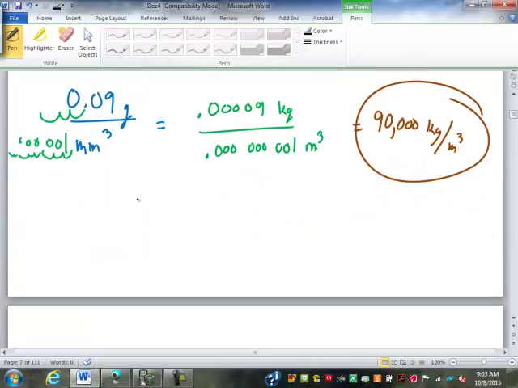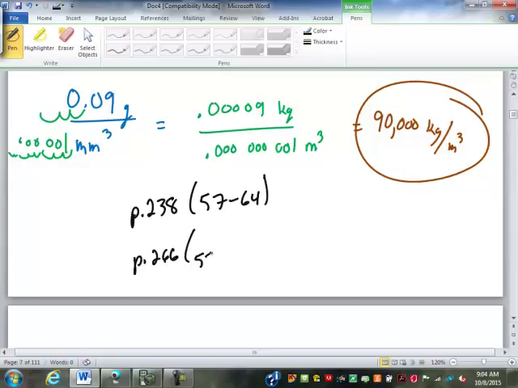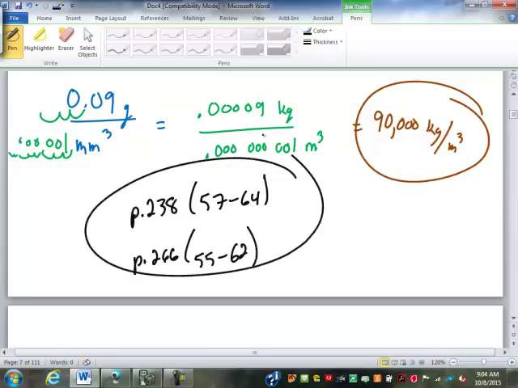In that packet, page 238, problems 57 through 64, and page 266, problems 55 through 62. I'm giving you a little extra time today to work on these because I want to make sure you do as many of these as possible. Because I'm guessing this is one assignment where you're not going to do the first couple, think they're easy, and skip on to the last couple.